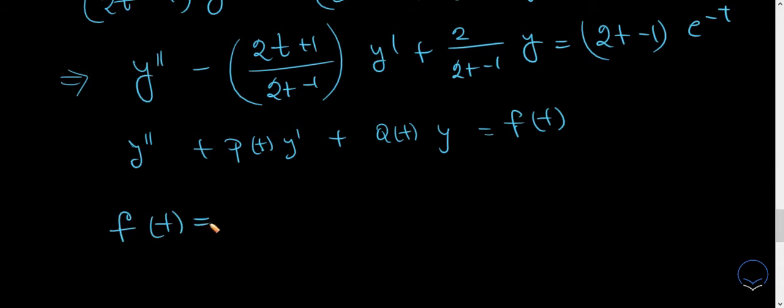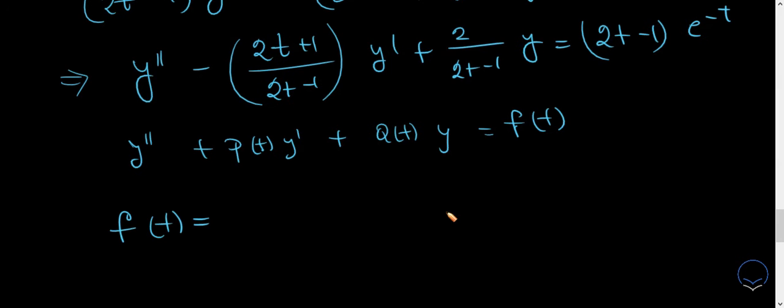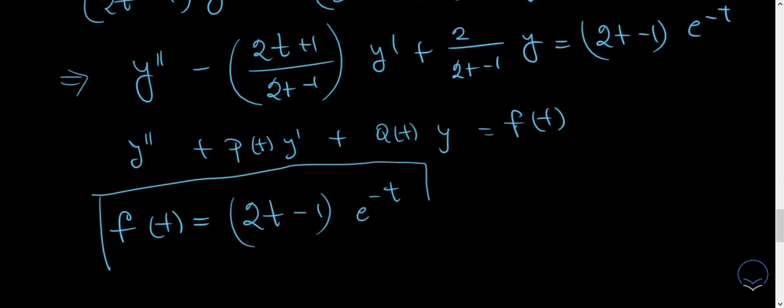So f of t will be just 2t minus 1, and you will have e to the power minus t. This is our f of t.